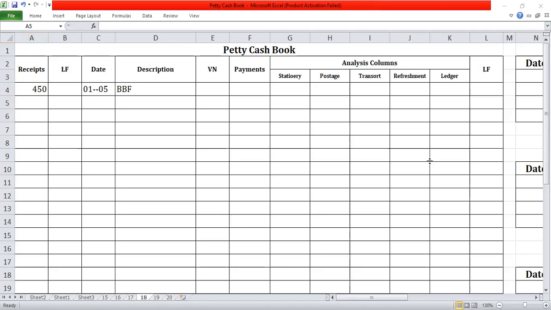On 1st of May. Sorry. The date is 1st of May. We received the cash from the main cashier. How much do we receive? It is 4,550. Today, fix two mistakes that I will show.